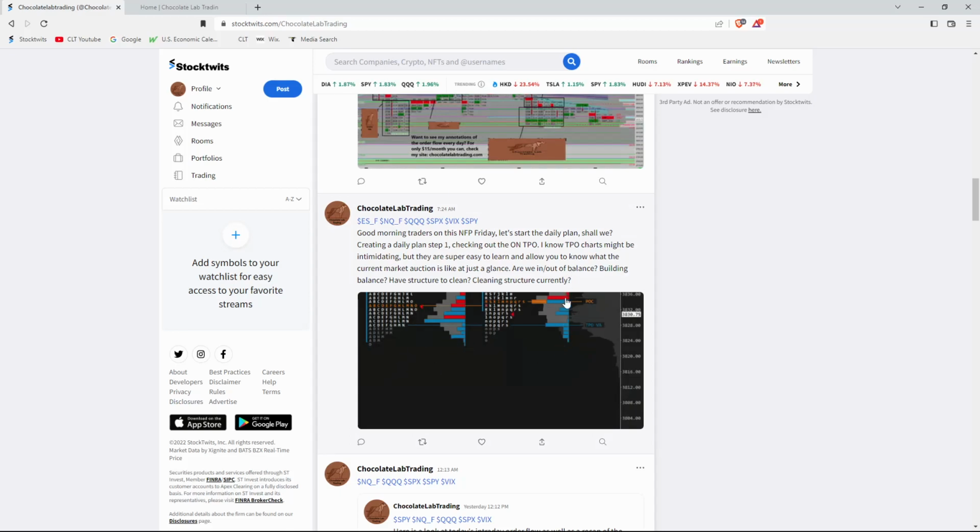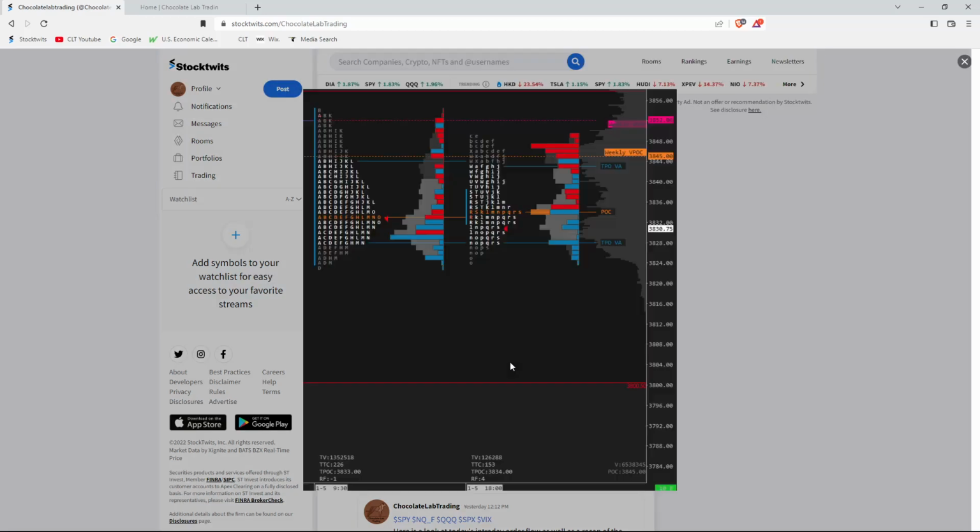So NFP this morning, obviously at 8:30. So starting my daily plan, even though it's a news event, doesn't matter. I start my daily plan every single morning with the TPO charts. These are market profile charts, same thing. If you're unfamiliar with them, they're super simple to learn.